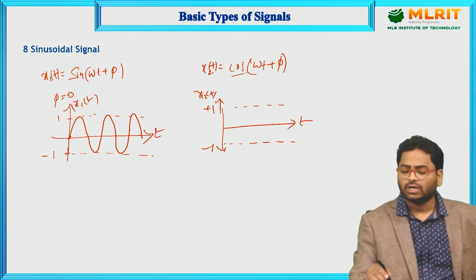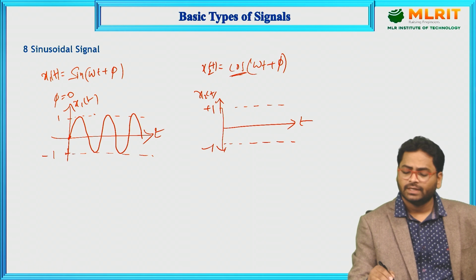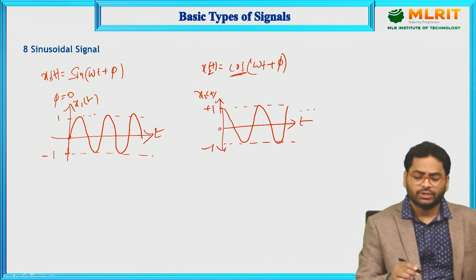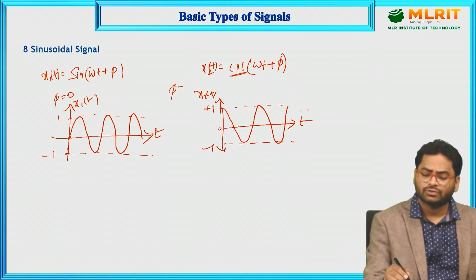But now the cos, since it is a cos signal, will start from 1. At 0, it starts from 1 and goes like this. This is a cos signal. And look here, I just considered phi equals 0 for both the signals.